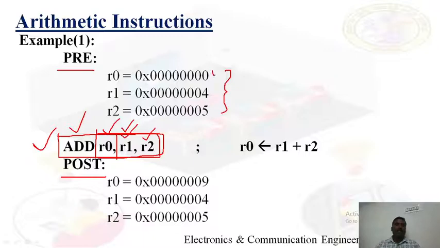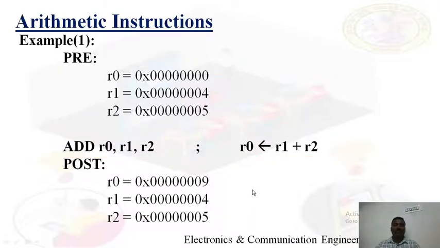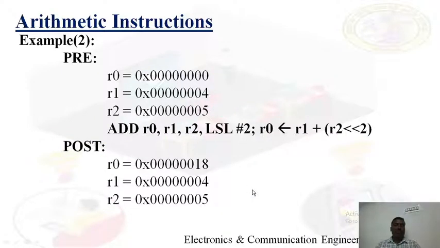Let us assume that the R0 32-bit register contains this value. X indicates a hexadecimal value. Then R1 contains 4, and R2 contains 5. This instruction performs R1 plus R2, that is 4 plus 5, which becomes 9. That 9 will be stored into R0. Then remember, there is no modification to these two sources. They remain 4 and 5. Got the idea? Okay. Now let us move on to the second example.